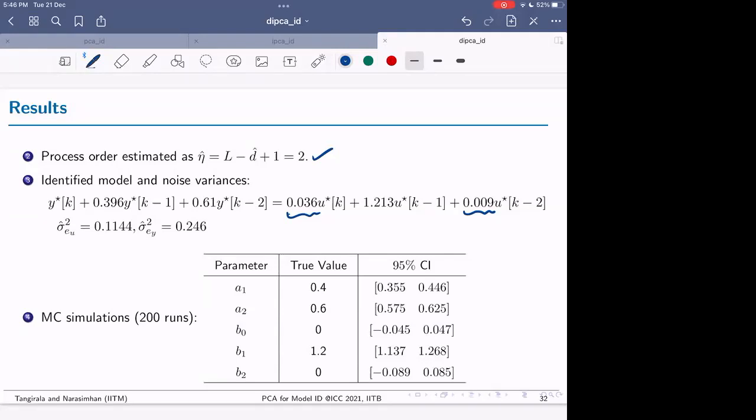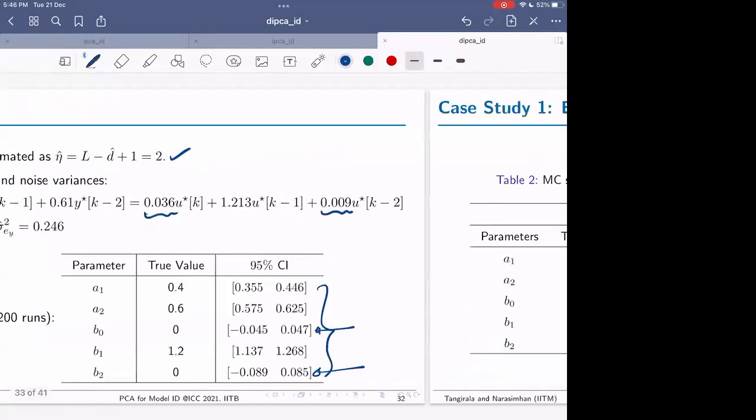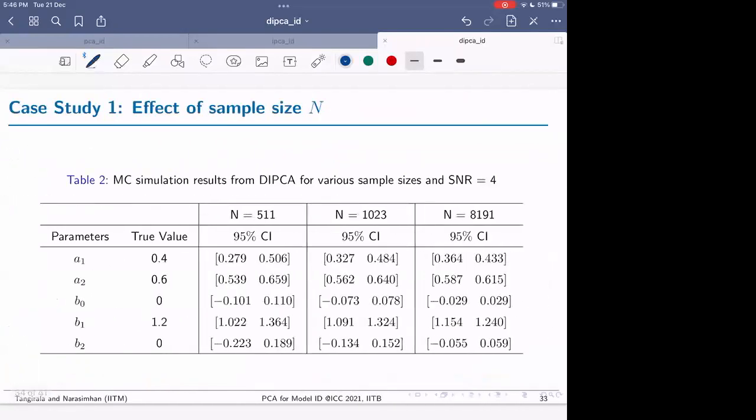So you can see from the 95% confidence interval that 0 is contained in the confidence interval for B0 and the confidence interval for B2. So we failed to reject the null hypothesis for B0 and B2, whereas for A1, A2 and B1, the null hypothesis is rejected. So that's as far as the estimation is concerned.